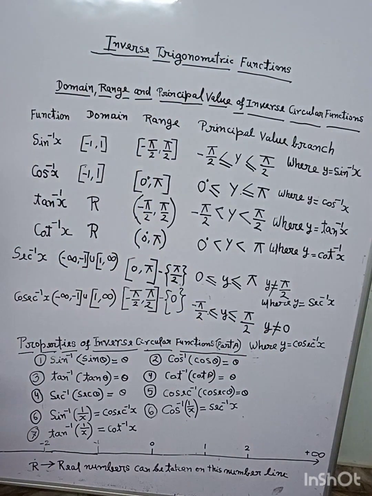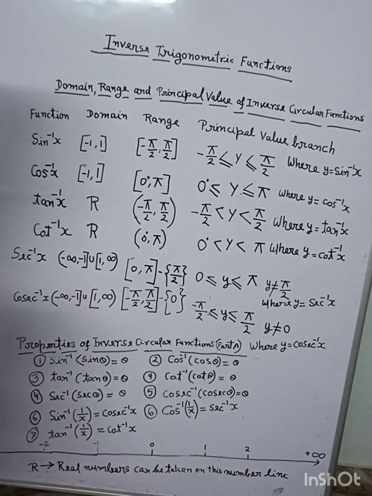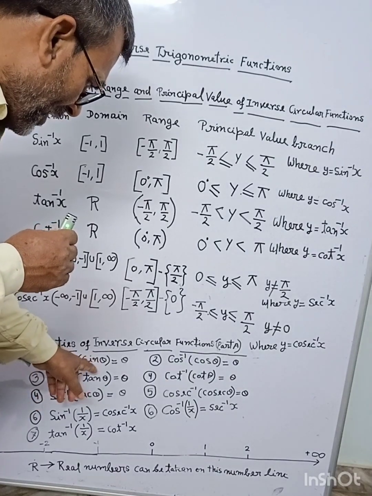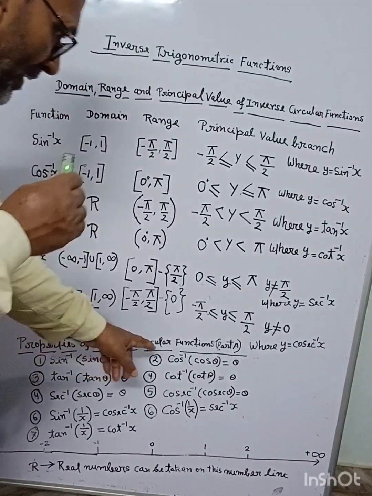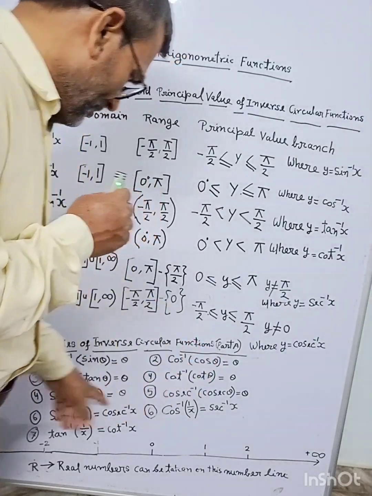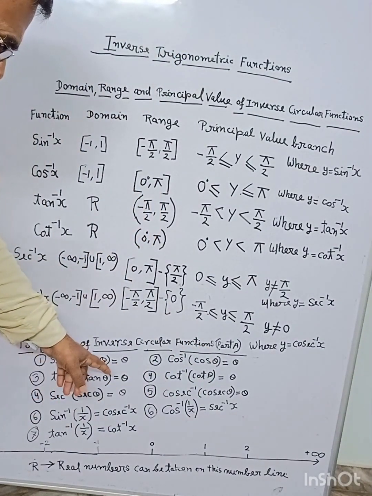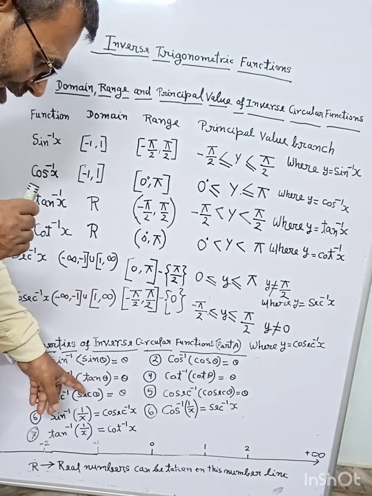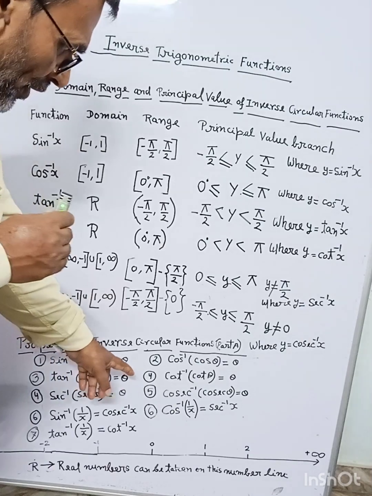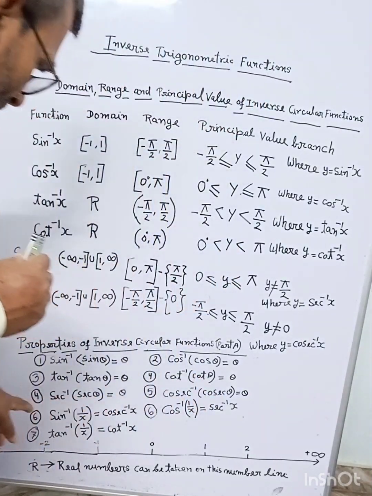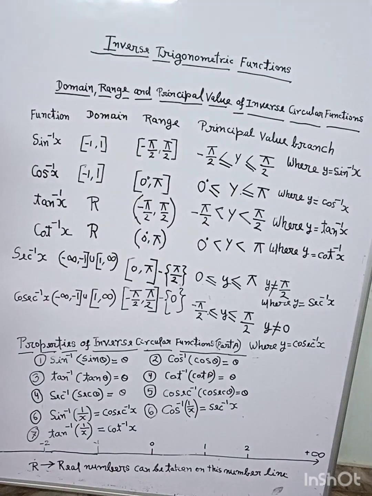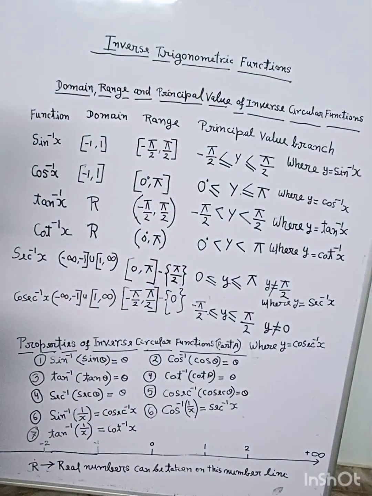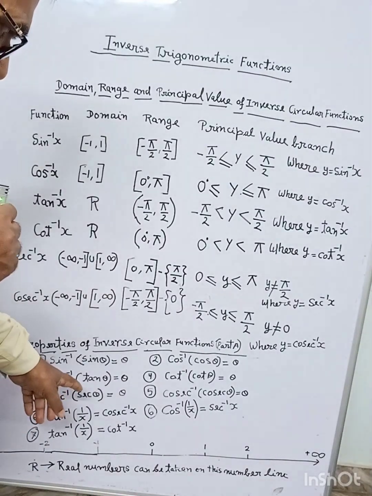Properties of inverse circular functions, part A. Sin inverse sin theta equal to theta, cos inverse cos theta equal to theta, tan inverse tan theta is equal to theta, cot inverse cot theta is equal to theta, sec inverse sec theta equal to theta, cosec inverse cosec theta is equal to theta. Sin inverse 1 by x is equal to cosec inverse x, cos inverse 1 by x is equal to sec inverse x, tan inverse 1 by x is equal to cot inverse x.